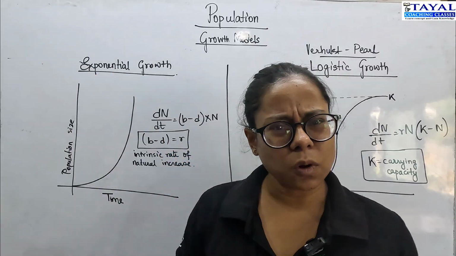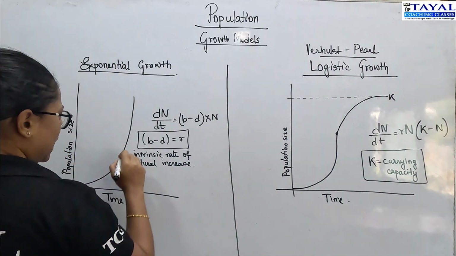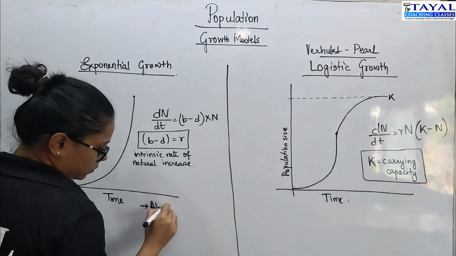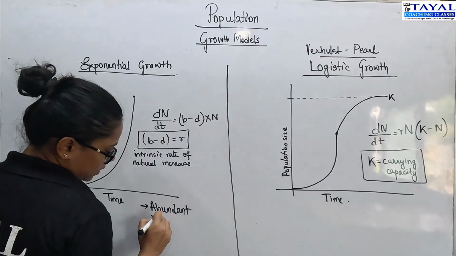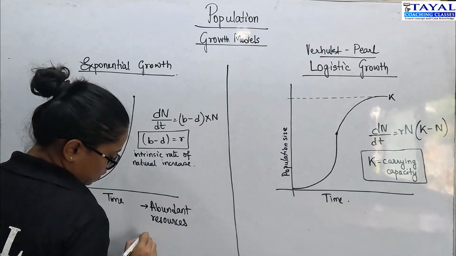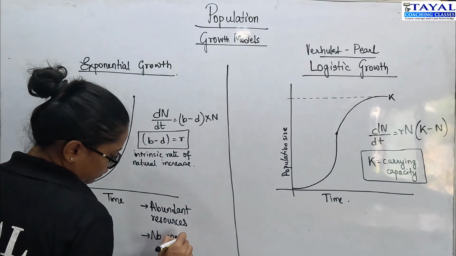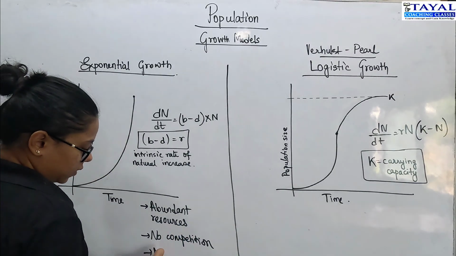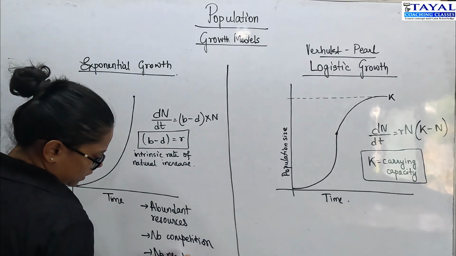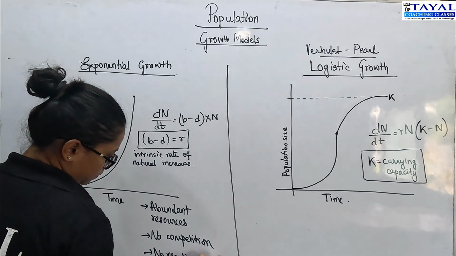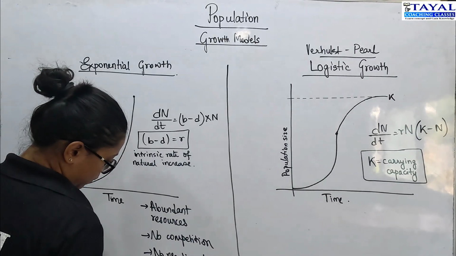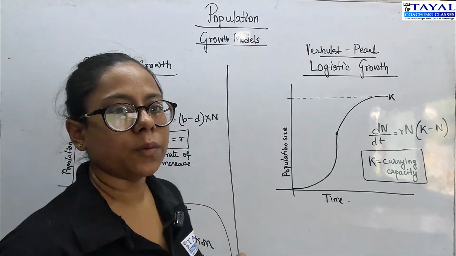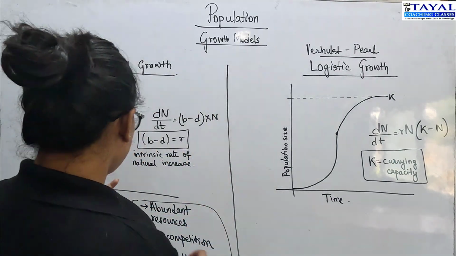One is the exponential growth model, where, as I told you, if there is an abundant supply of nutrition, so you have to consider there are abundant resources, no competition, and no negative selection forces at play in the ecosystem. In that case, within that ecosystem, a population can keep growing in an exponential manner.